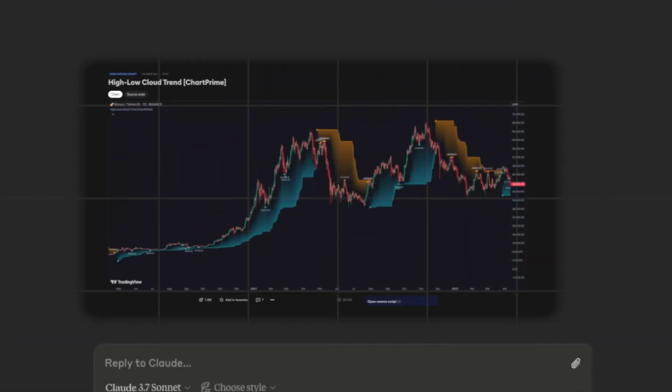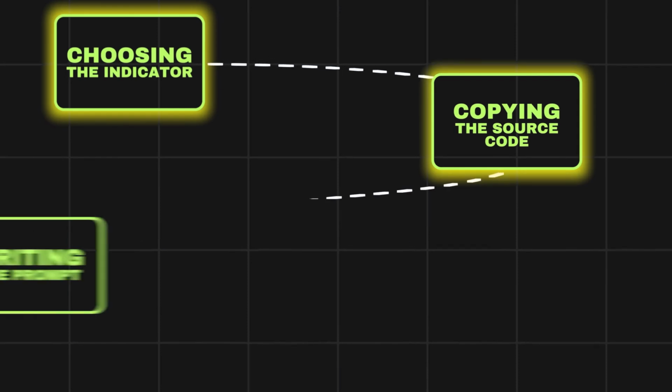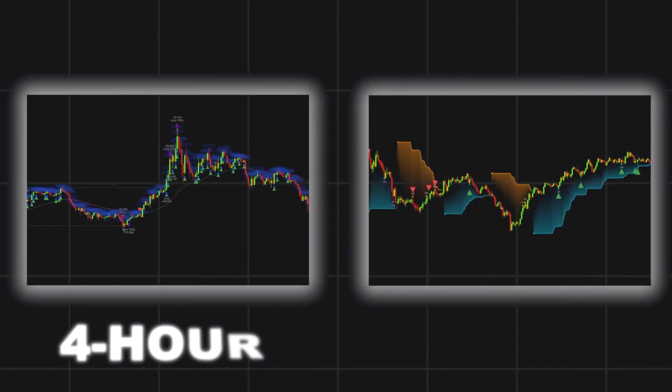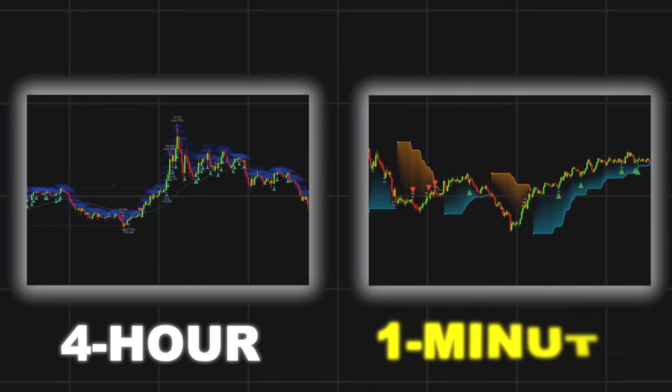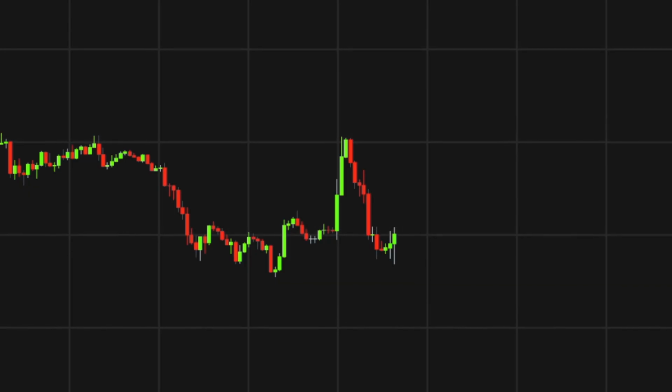Imagine taking your favorite indicator on TradingView and transforming it into a fully automated Pine script strategy with just a few prompts. In the next few minutes, I'll walk you through the exact step-by-step process for creating two incredibly profitable strategies, one for the 4-hour time frame for swing traders and a lightning-fast 1-minute scalping strategy for those who want more action. Alright, let's kick things off by opening up our TradingView charts.